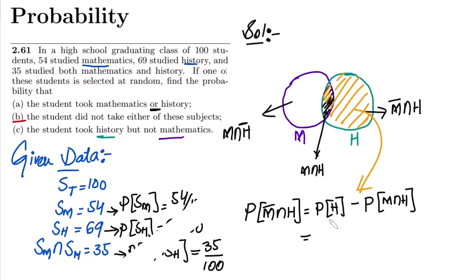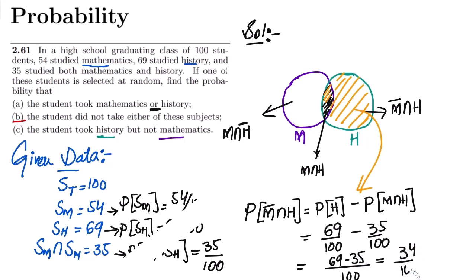Now putting the values here, the probability of history is how much? The probability of history is 69 divided by 100, and M and H is 35 divided by 100. Let me calculate it: 69 minus 35 is 34 divided by 100, or you can simplify it further as well. That is the solution of part C, and we have seen the Venn diagram for it.